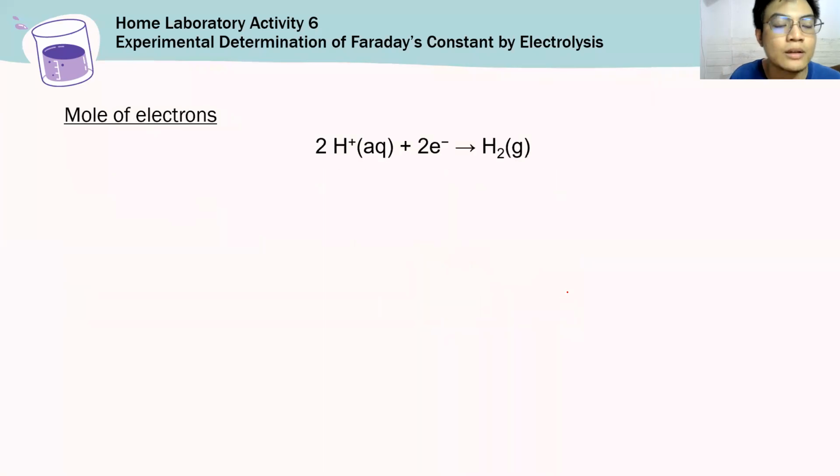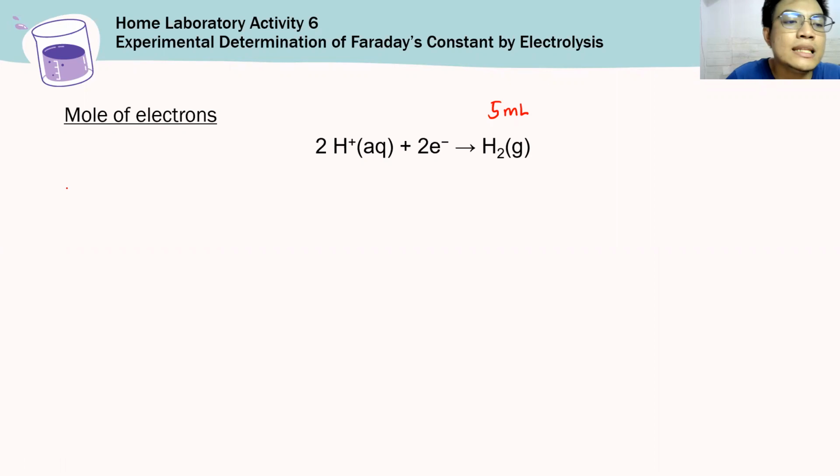Now, let's try to solve for the moles of electron. How would you solve for the moles of electron? Remember, I have some amount of hydrogen gas, which is 5 ml. Then using stoichiometry, I can convert 5 ml of hydrogen gas into the moles of electron. But first, how will you convert 5 ml of hydrogen gas to moles of hydrogen gas? Well, you have to use gas laws.